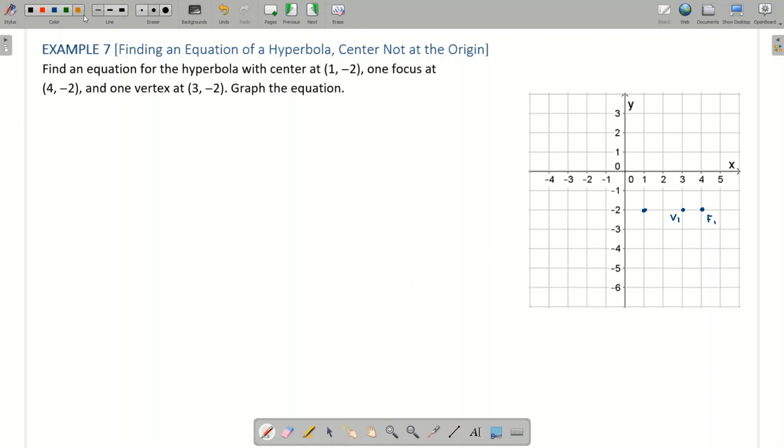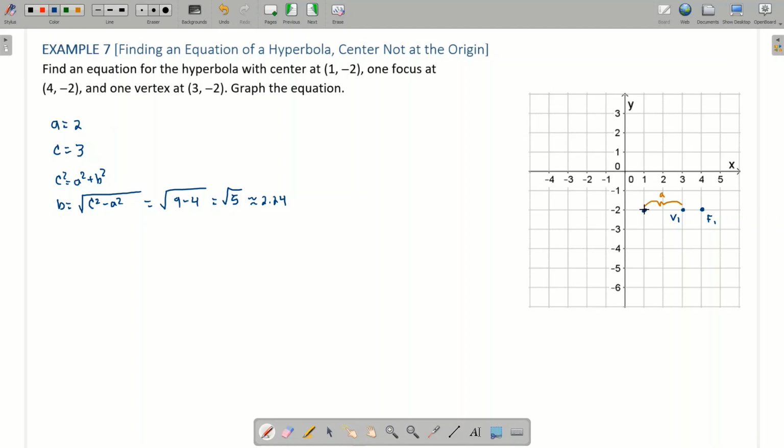Now the distance between the center and the vertex is a, and the distance between the center and the focus is c. So we know immediately a is equal to 2 and c is equal to 3. We can find b using the fact that c squared is equal to a squared plus b squared, as it has been for every problem. So b is equal to the square root of c squared minus a squared, which would be the square root of 9 minus 4, and what do you know, once again, square root of 5. Okay, so this enables us to put in those other points.